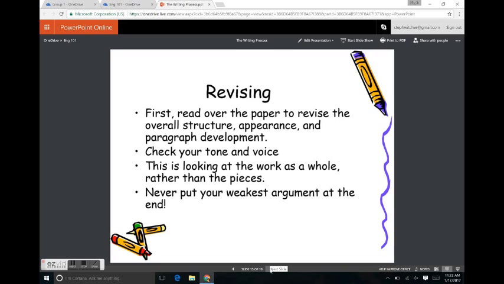Overall, how's my paragraph development? Do I need to move paragraphs around? Maybe one paragraph is better than the other. Remember, you always want to finish with your strongest paragraph. So maybe I need to switch some paragraphs around so that my best paragraph is at the end. Check your tone and check your voice. If I started out sounding somber and I finished sounding joyful, does that work for this paper, or did I just let something slide? You want to make sure that your paper sounds consistent. Okay, so this is looking at the paper as a whole.